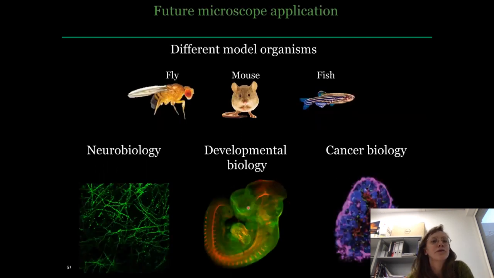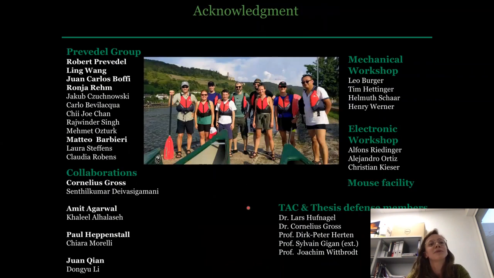But the microscope can not only be applied to mouse neuroscience, but could be used across different model organisms and also in different fields such as developmental or cancer biology. And actually, in another project together with the Prevedel Group, we studied mouse vasculature through the intact skin of the mouse, which is also highly scattering tissue. And with this, I'm at the end of my talk, and I would thank all the people involved in this work, and I'm happy to take questions.